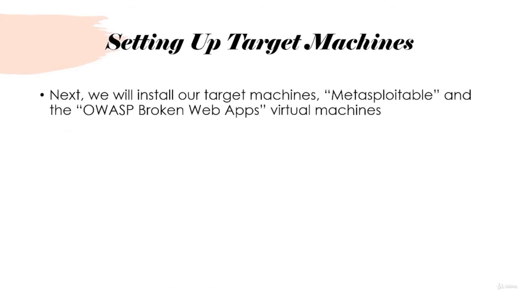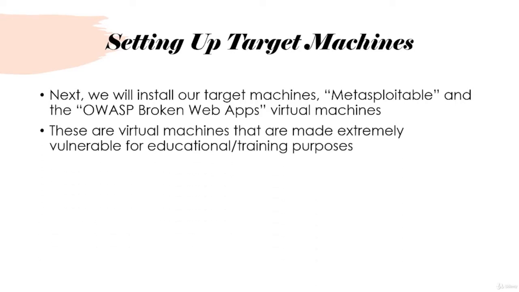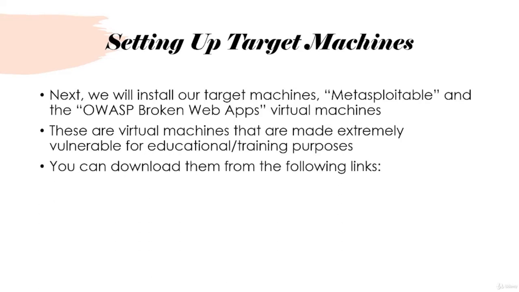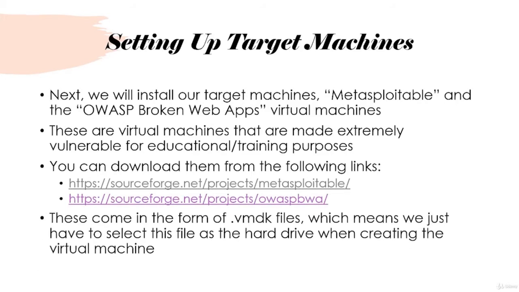So now let's go through the process of setting up our target machines. We're going to set up two target machines right now. The first machine is called Metasploitable, and the second one is called OWASP Broken Web App Machine. So these are virtual machines that are made vulnerable on purpose, for educational and training purposes, like this class. So we're going to use them as our proving grounds or training grounds in a sense. You can download them from these two links right here. And you're going to notice that they come in the form of .vmdk files, and that just means that we just have to select this file as the hard drive when we create the virtual machine, if you remember that option during the process.